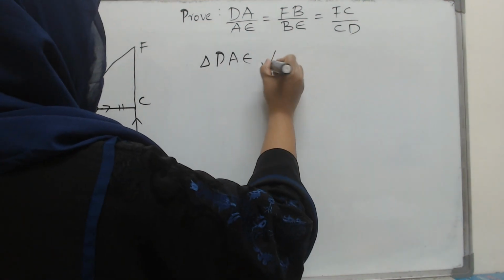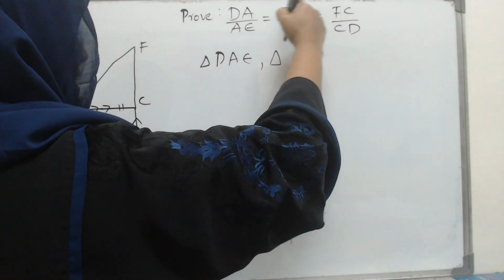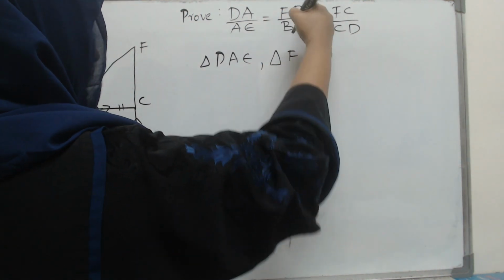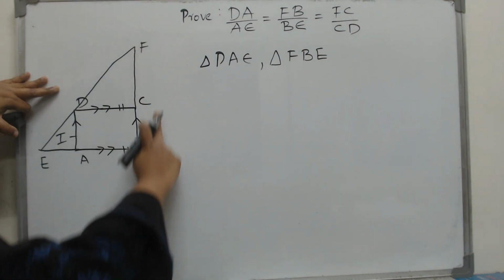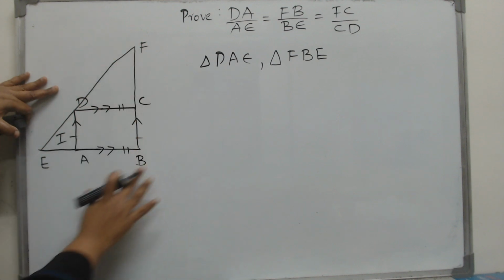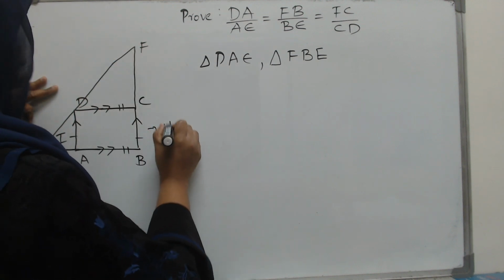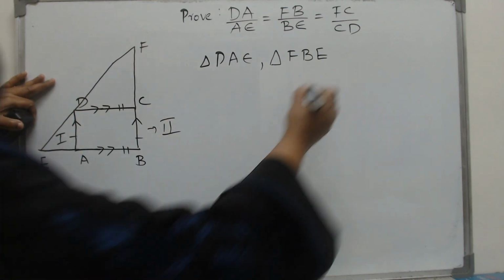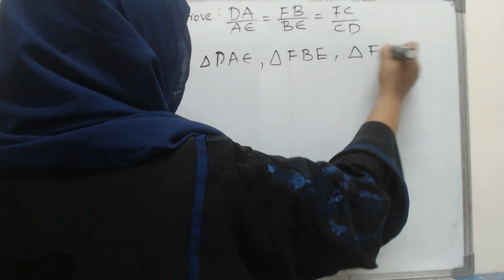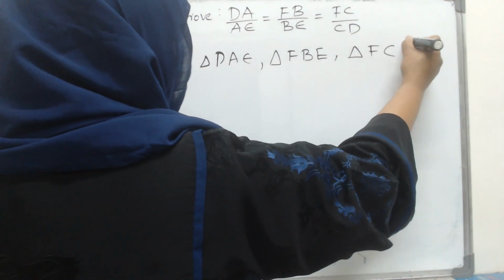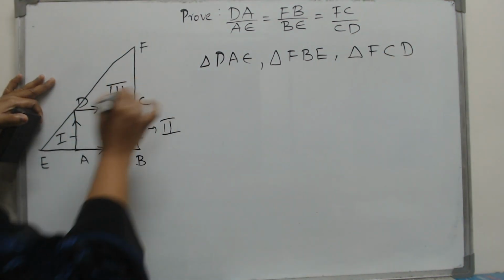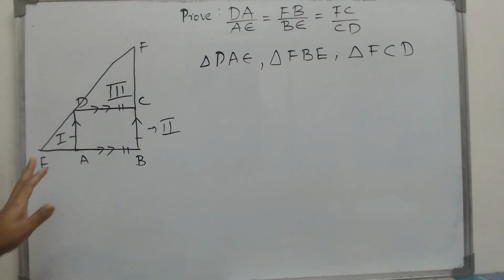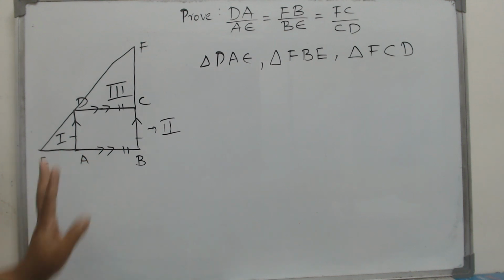And tell me, how will a triangle which has the vertices F, B and E look like? It is this big triangle, the whole picture that we have here, that will be our second triangle. And the third triangle should have all the three vertices, F, C, D. So this is the third triangle that we are looking for. We have to prove that all the three of them are similar to one another.